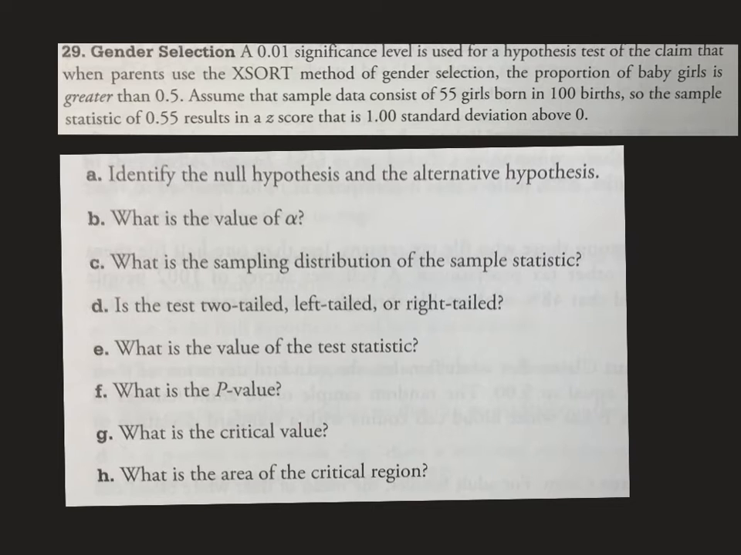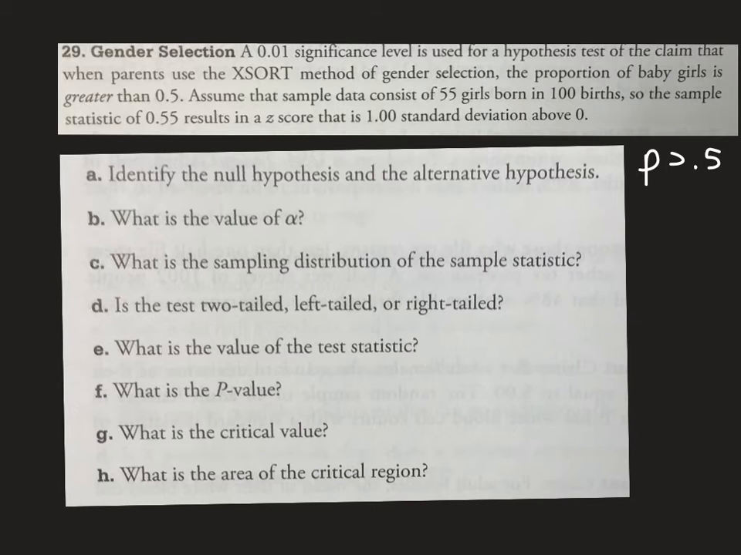It says a 0.01 significance level is used for hypothesis tests of the claim that when parents use the XOR method of gender selection, the proportion of baby girls is greater than 0.5. So the claim would be p is greater than 0.5. Assume that the sample data consists of 55 girls born in 100 births, so the sample stat of 0.55 results in a z-score that is one standard deviation above 0. That's actually telling you some answers here, but I'm going to show you what we would do if we didn't even know that.